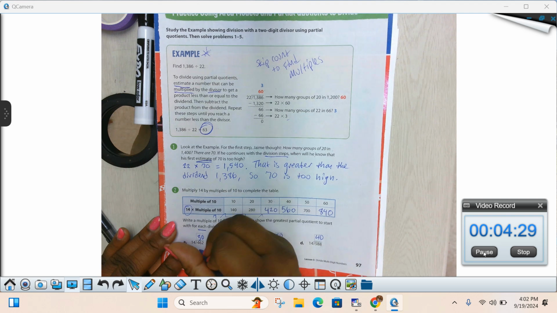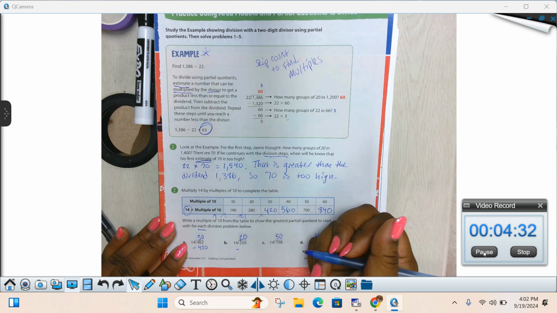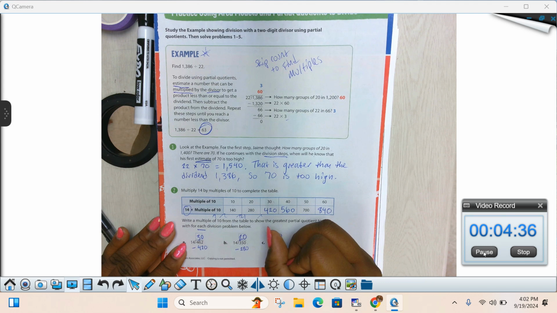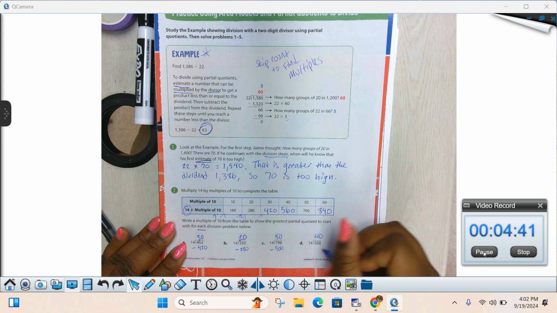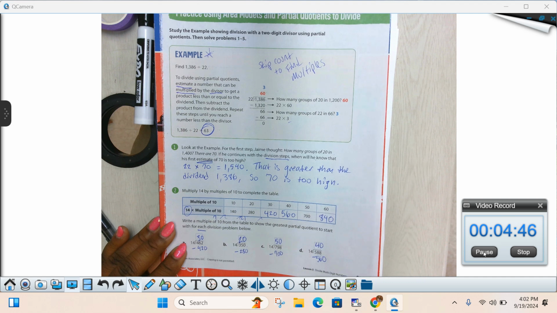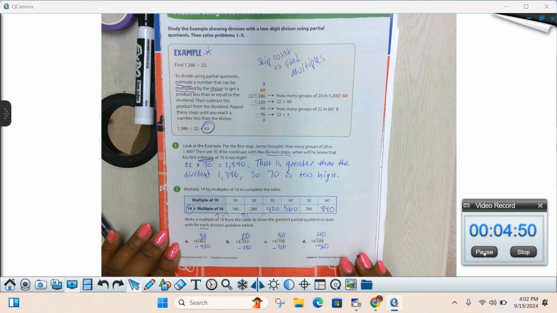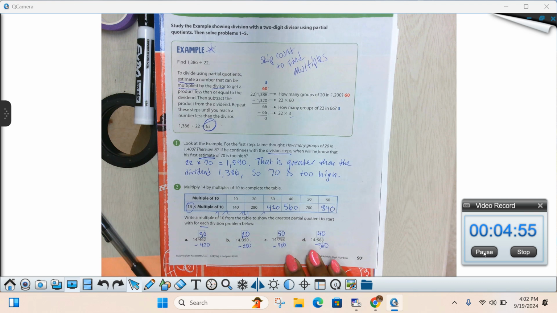Again, the reason why I chose 30 is because I could do 420. I chose this one because I could do 280. This one would give me 700. And this one would give me 560. Easy peasy, lemon squeezy. All right, now we turn over to the other side.